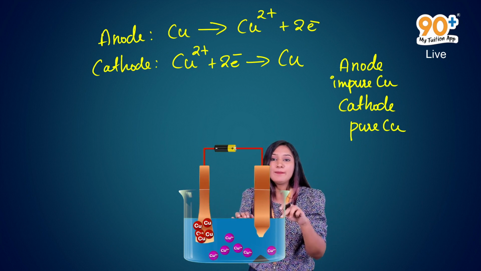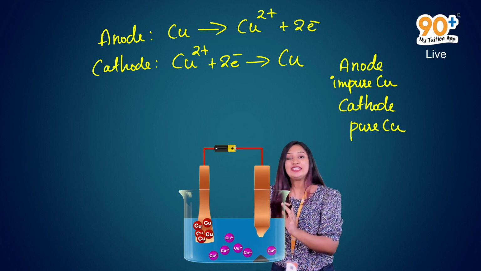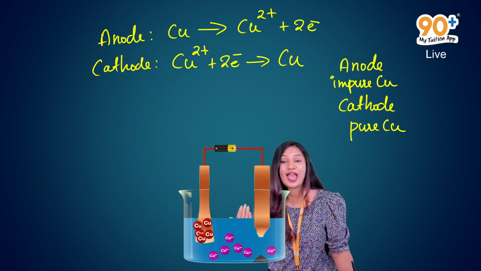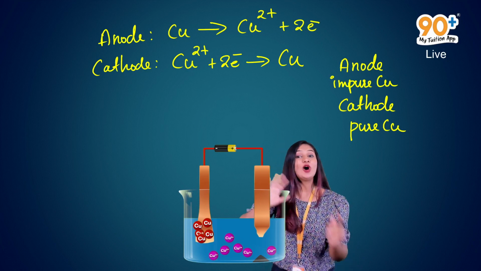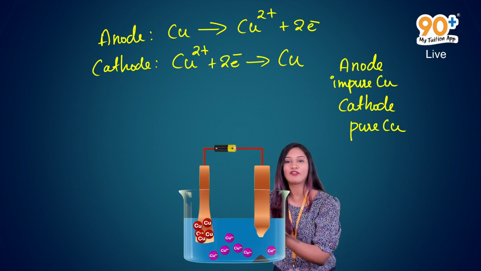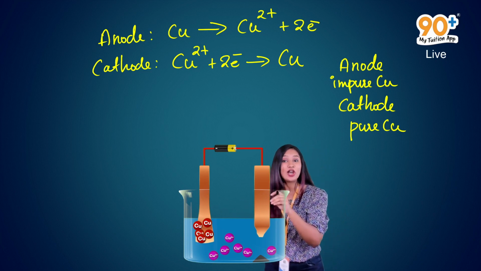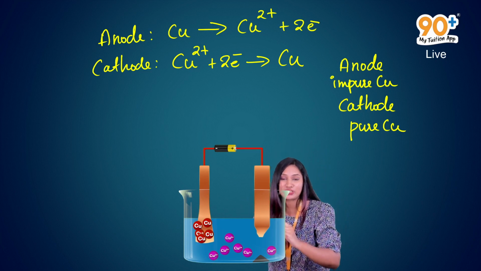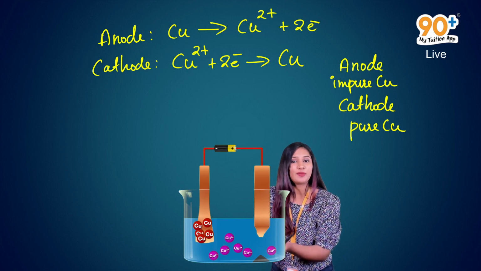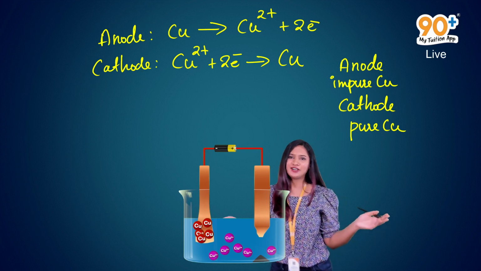Now we have some impurities here because we have taken impure copper as the anode. Alright? Yes, we have 2 types of impurities: the ones which are soluble and the ones which are not soluble. Soluble impurities will get dissolved in the electrolyte. The insoluble impurities will get deposited just below the anode, settling at the bottom, as you can see here. And this is called what? Anode mud.